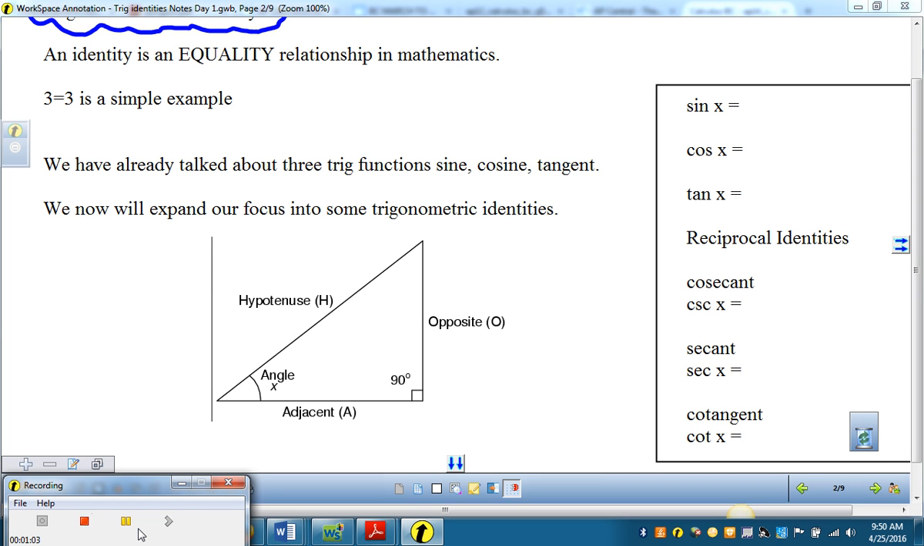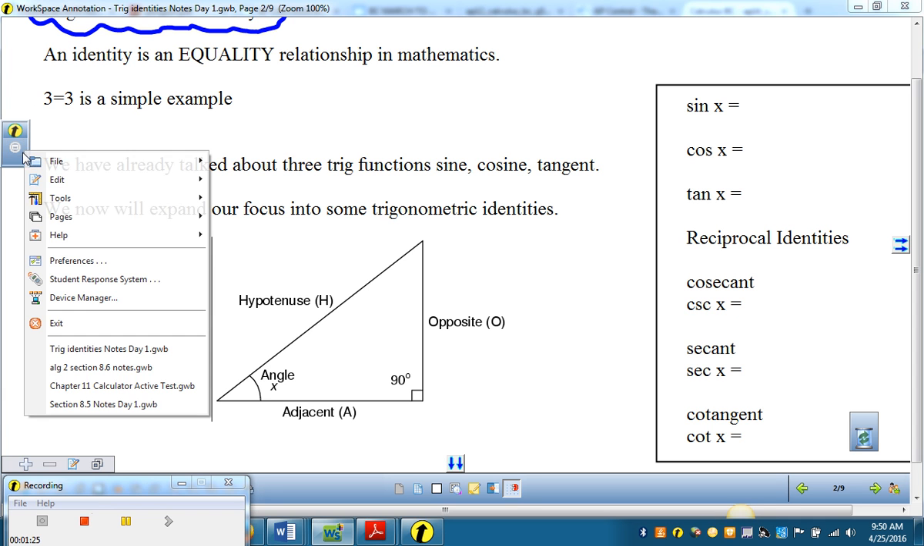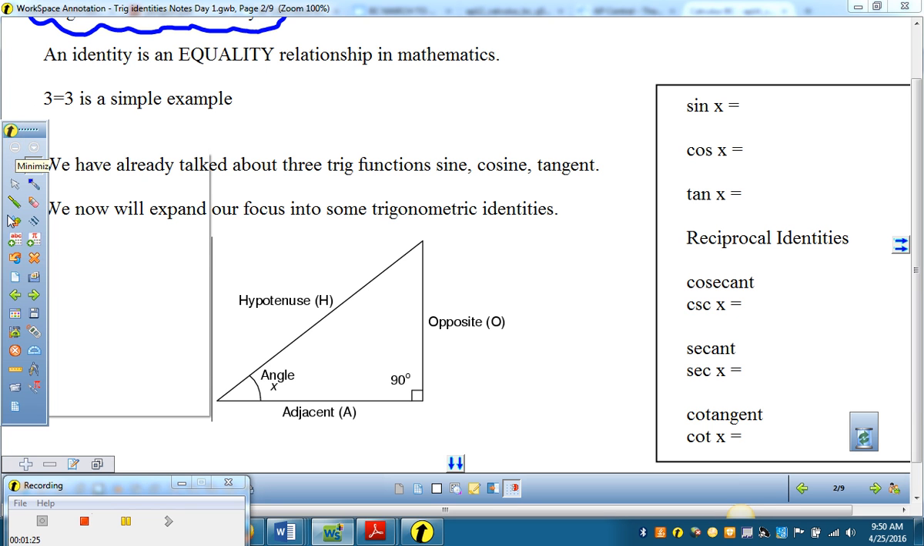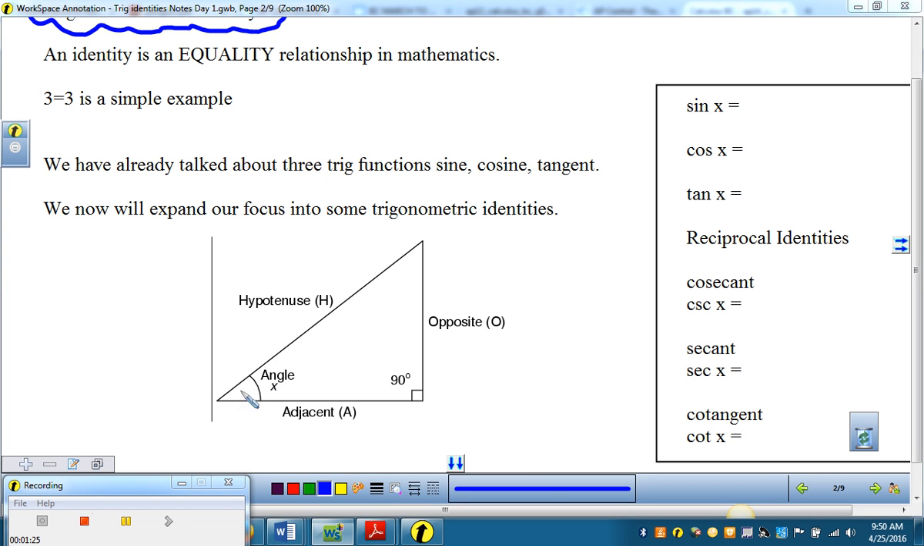Okay. All right. So we want to review what we already know about right triangle trig. In this case, our angle is called x. And if we're standing on that angle, we have the side opposite, the side adjacent, and the hypotenuse. So if I'm standing here, then this is the opposite side. Adjacent means next to, and adjacent is never going to be the hypotenuse. The hypotenuse is always the side opposite of the 90.